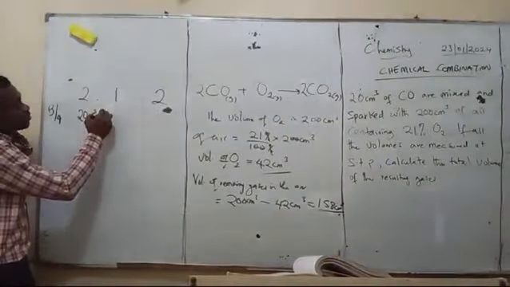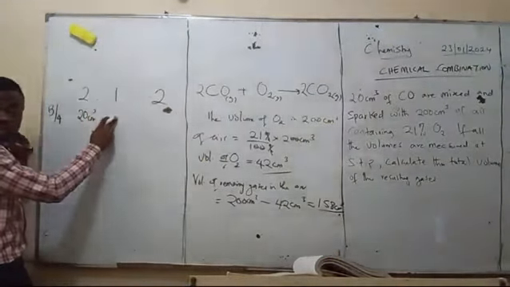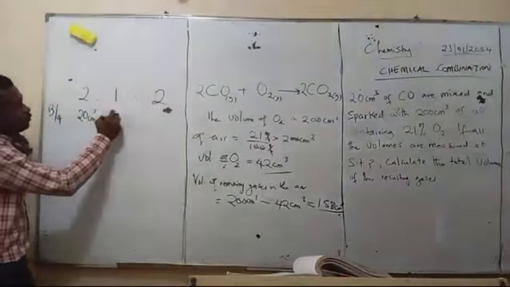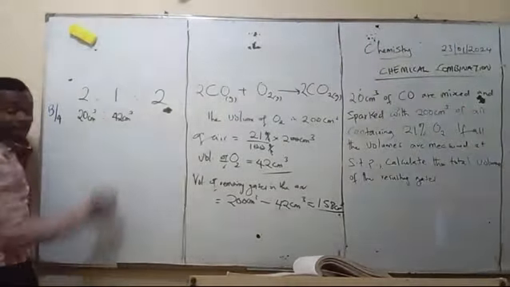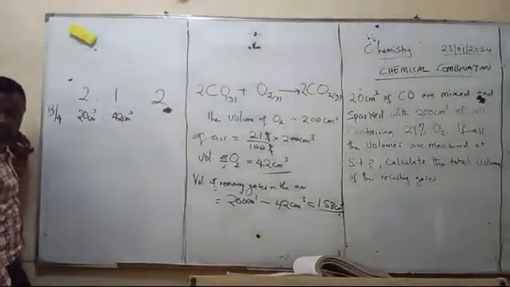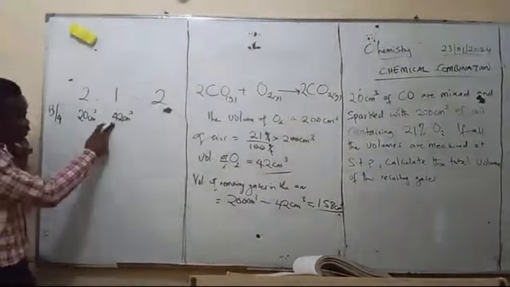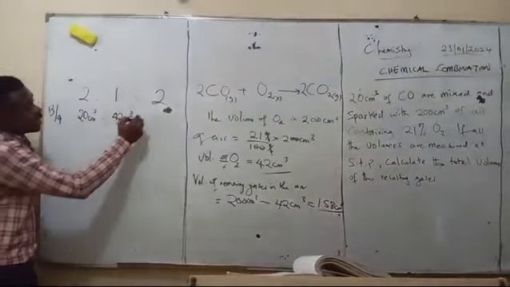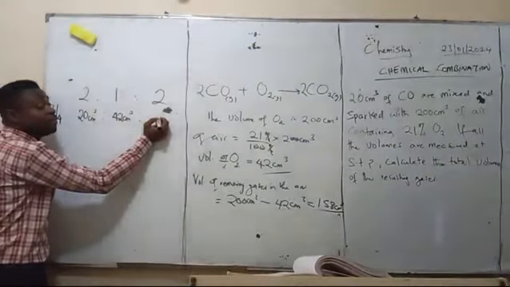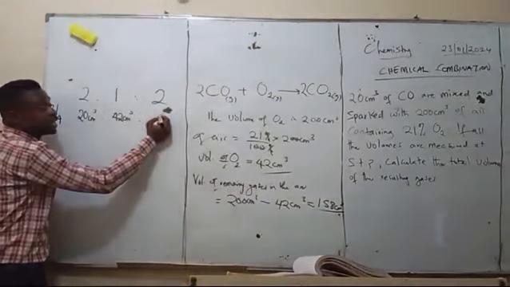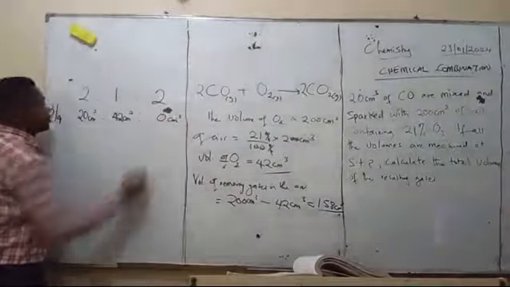Before sparking here, what was here? 42 cm cube from air, right? Are we together? That is 42 cm cube of oxygen. Then before sparking, was there carbon 4 oxide? So here it is 0 cm cube.